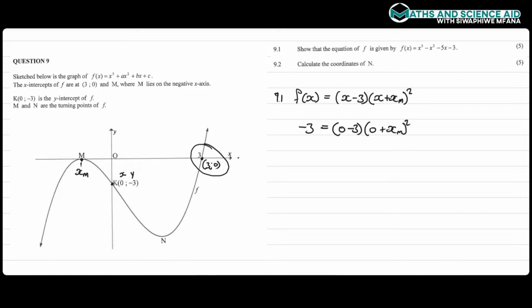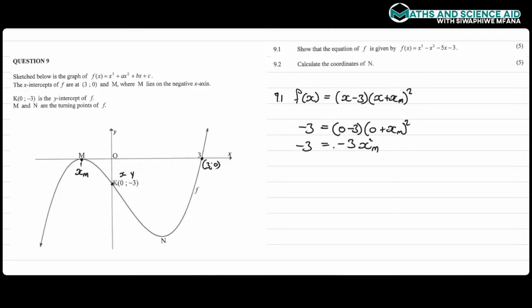You cannot use the x-intercept, because if you use the x-intercept, then this equation will be 0. So you need to use point K specifically. And then we just simply need to solve this. So we'll have -3 equals -3 times (0 minus 3 is -3) into xm. Well, in fact, this will just be x squared m.